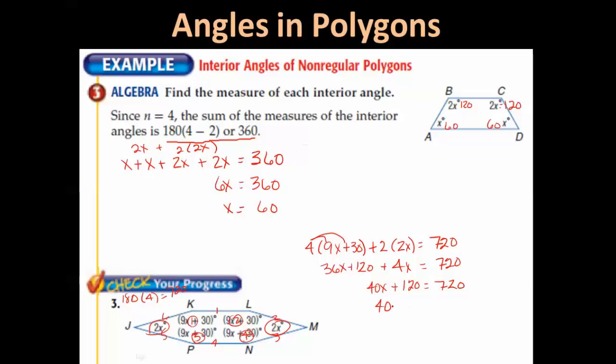You're going to subtract that 120 from both sides. So you're going to end up with 600. And divide 600 by 40. You're going to get 15. So x equals 15, so this angle right here is 30 degrees. That means this guy over here is 30 degrees. If I take 9 times 15 plus 30, that gives me 165. So each one of these guys right here is going to be 165 degrees.